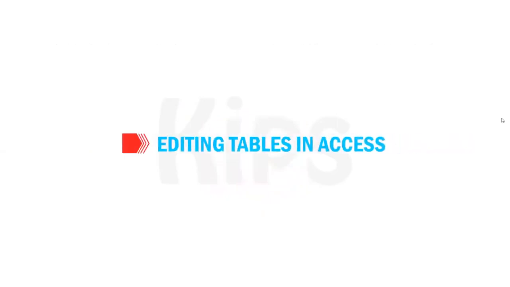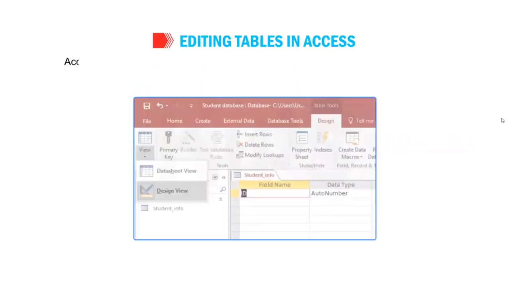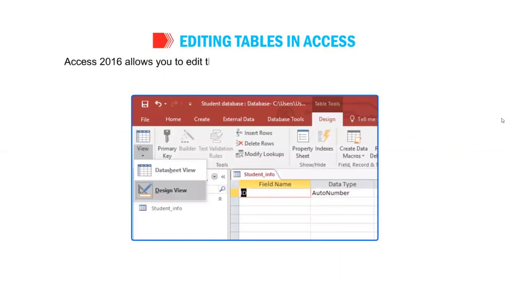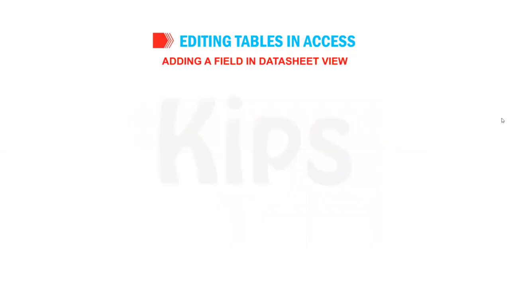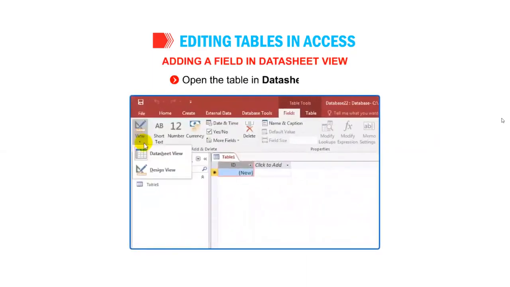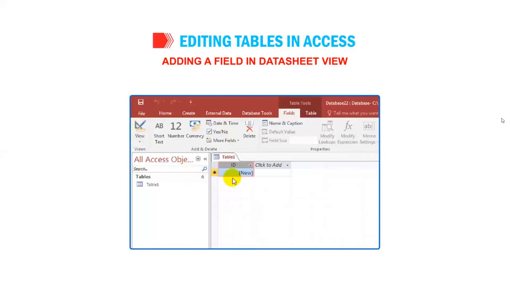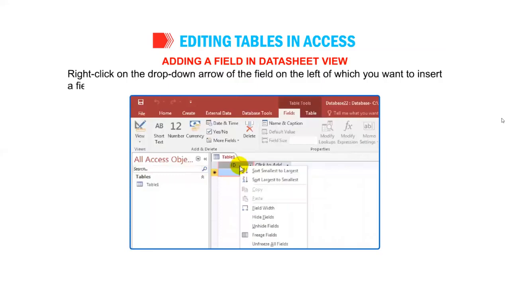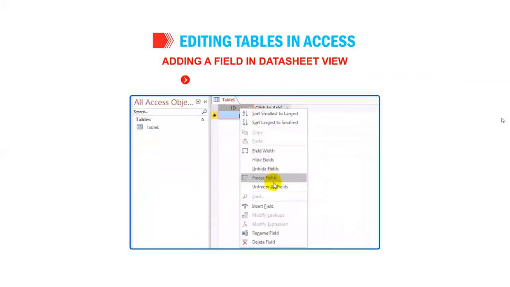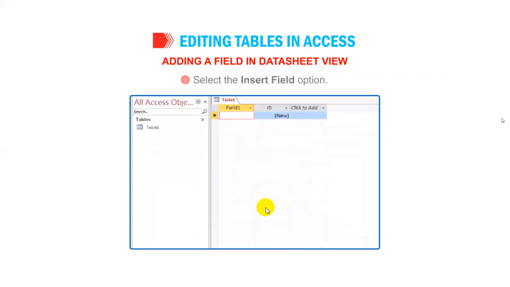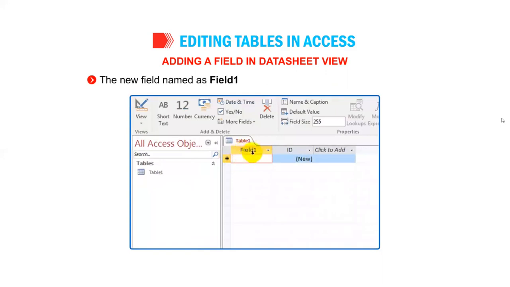First, let us understand how to edit tables in Access. Access 2016 allows you to edit the tables in both the views, that is, Datasheet view and Design view. Adding a field in Datasheet view. Open the table in Datasheet view. Right-click on the drop-down arrow of the field on the left of which you want to insert a field. The context menu appears. Select the Insert Field option. The new field named as Field 1 will be inserted before the selected field.